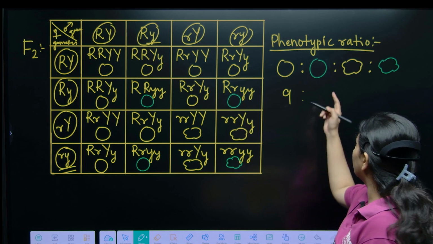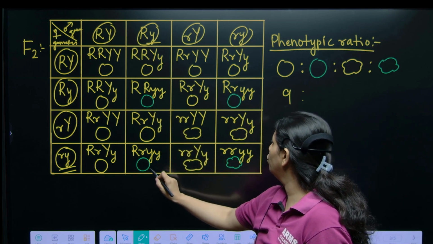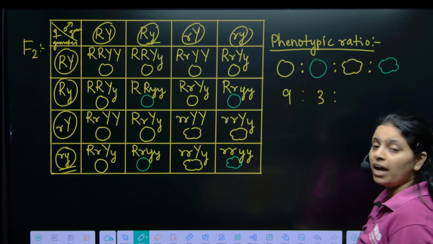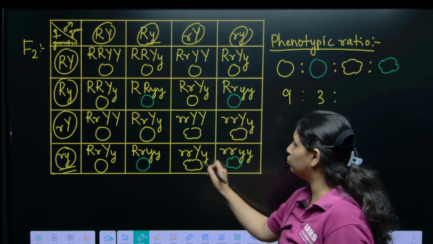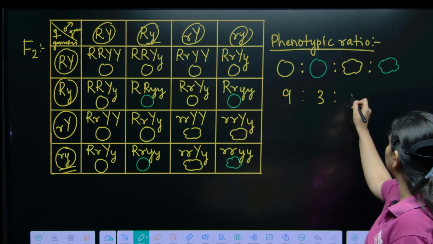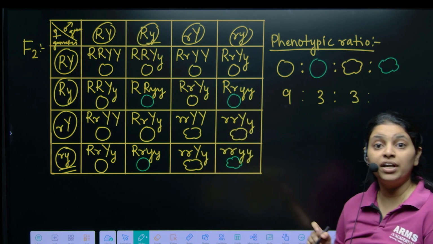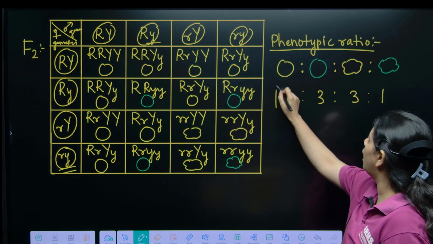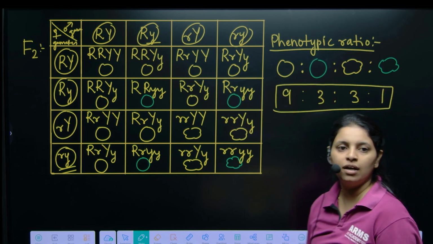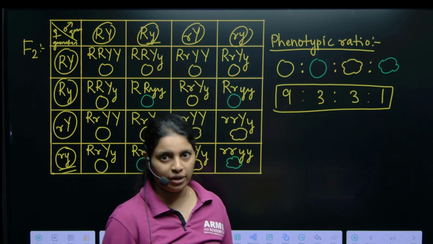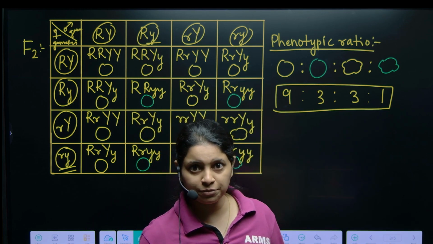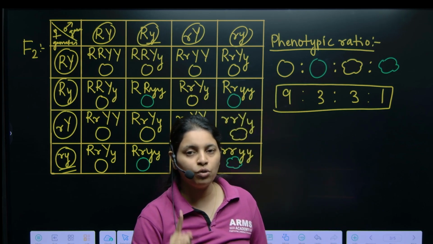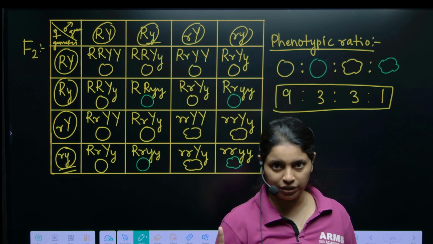Next, we have round green here. 1, 2 and 3. So total 3. Next, we have wrinkled yellow. You can see 1, 2, 3. Right? These 3. So we have 3. And last, wrinkled green, we have only one, this last one. So this becomes our phenotypic ratio. 9 is to 3 is to 3 is to 1. If you make a dihybrid cross, then in F2 generation offspring, you get phenotypic ratio 9 is to 3 is to 3 is to 1.